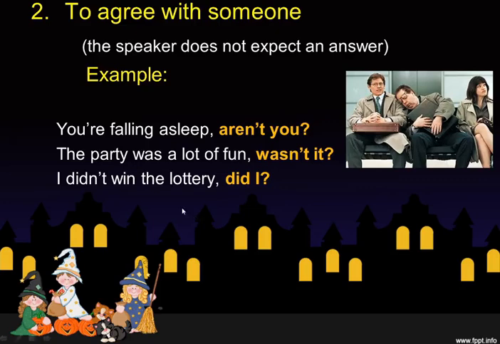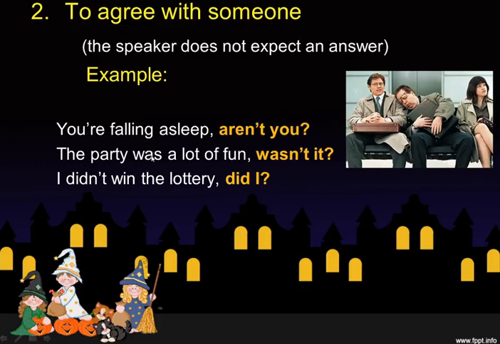Just look at this first example. You are falling. Falling is already here. It is a verb. But here, I already told you that in order to make a question tag, we have to start from the auxiliary verb. So here, you are. Are is there. From the are, we are starting. Aren't you? We have to use the subject after that, the auxiliary verb made negative. If it is negative in the statement, we have to make it positive.